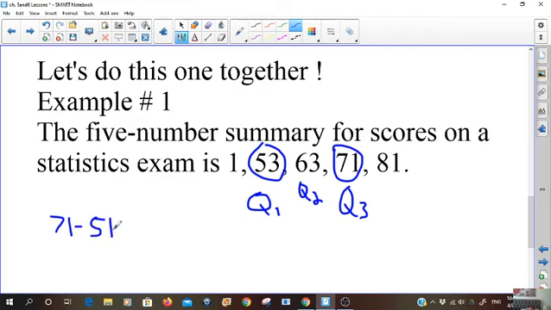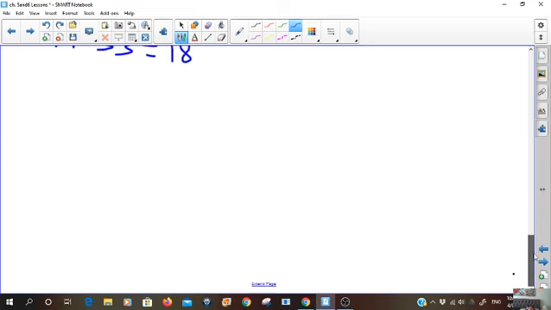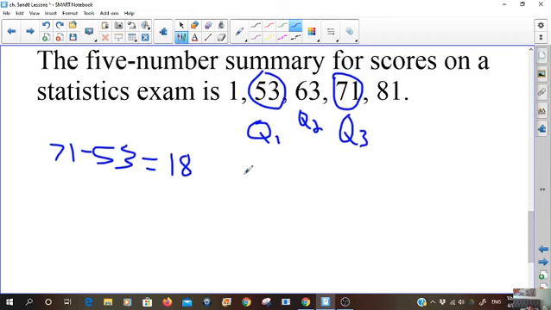So 71 minus 50, wow. So 71 minus 53, right? Let's undo that. Okay, so 71 minus 53. So what is 71 minus 53? Well, 71 minus 51 is 20. So 71 minus 53 should be 18. Nice. Okay, so that's called the IQR, the interquartile range.